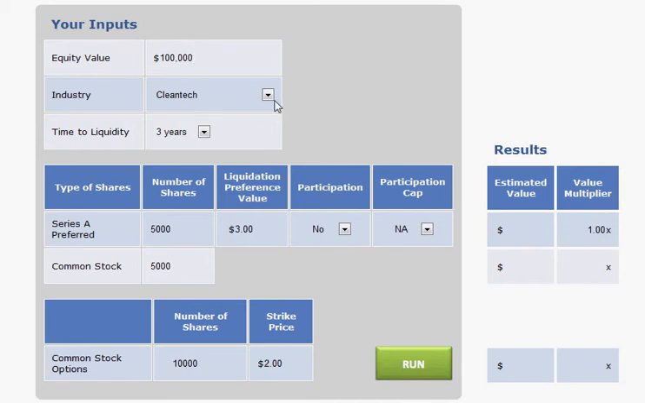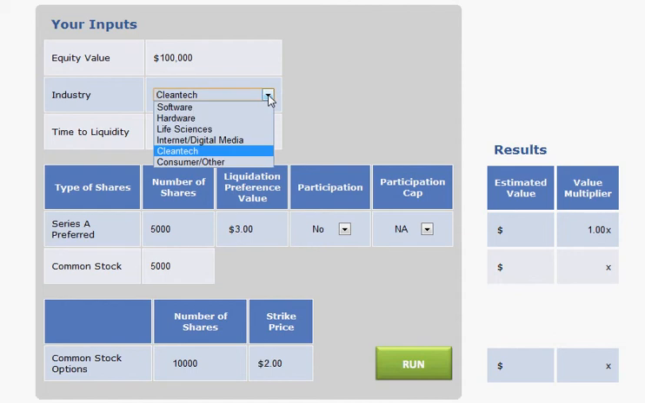Second, you have to input the industry, and you'll see that the industry selections here are primarily technology-based industries. However, you can use this calculator just as well for the industries that are outside of technology.